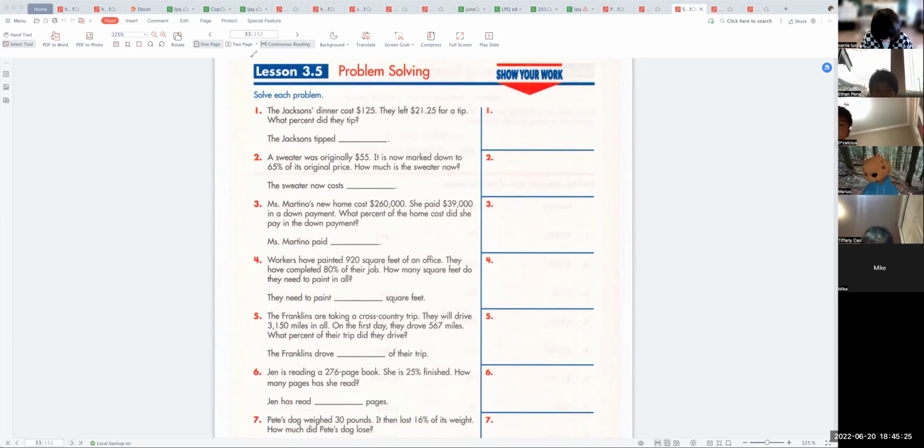The Jacksons' dinner cost $125. They left $21.25 for a tip. What percent did they tip?